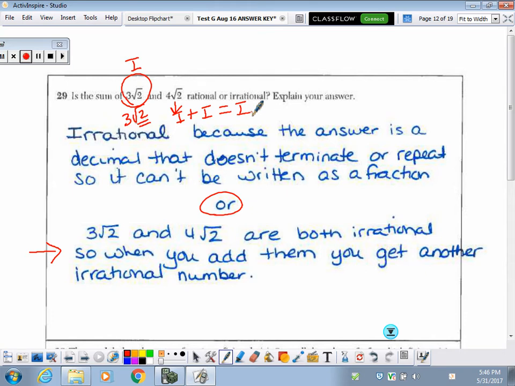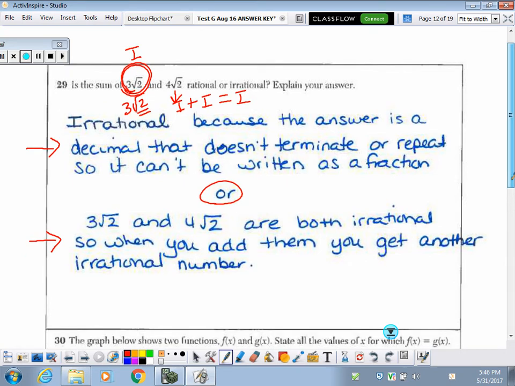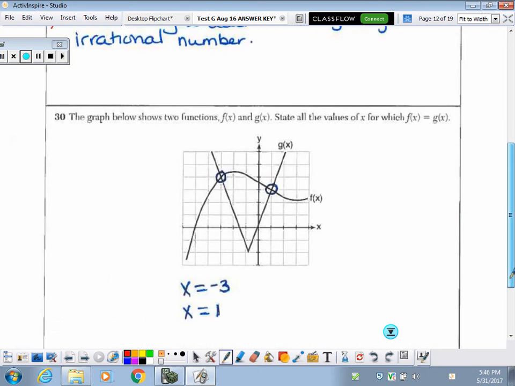The other way, which you could do up here, is to find out what the value is. What's the value of 3 radical 2? What's the value of 4 radical 2? Add them together. See if your answer is rational or irrational. And as it says there, it will be irrational. So either way works. Number 30.